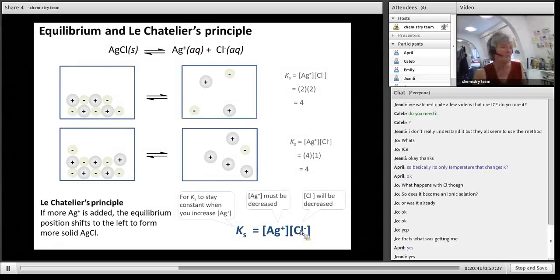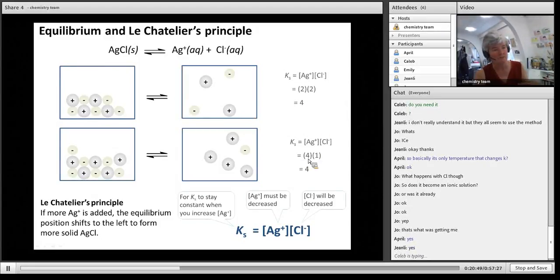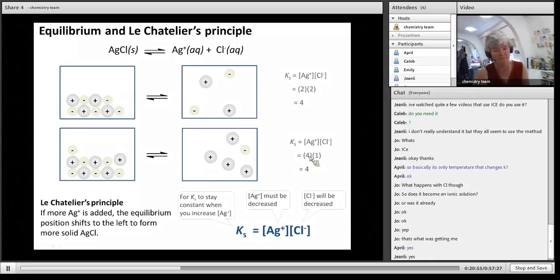Okay, so I had two chlorides, I've now only got one. I had two silvers, I added a whole lot more silvers, so I've got more than I had before, but I still have less than the total number I added.